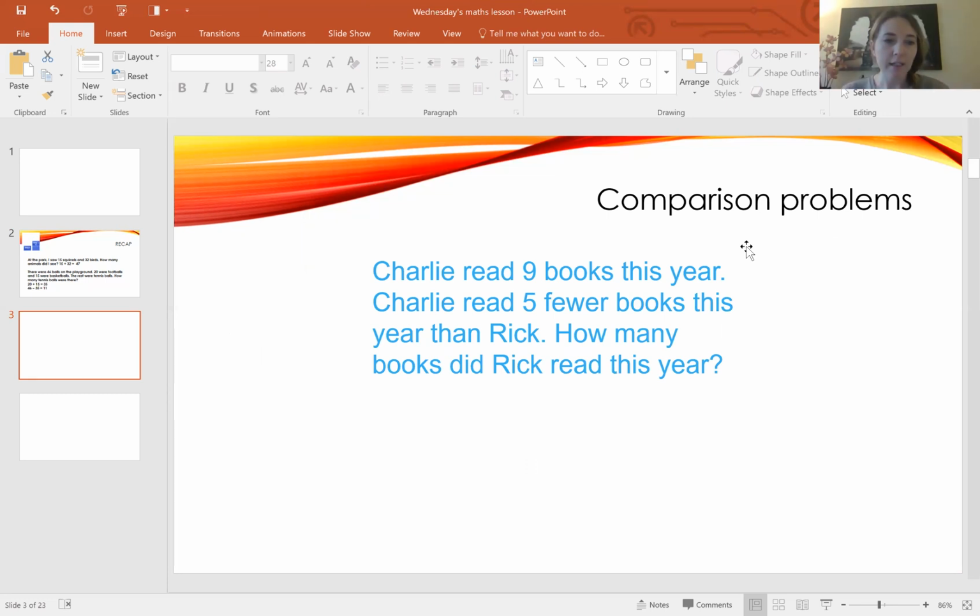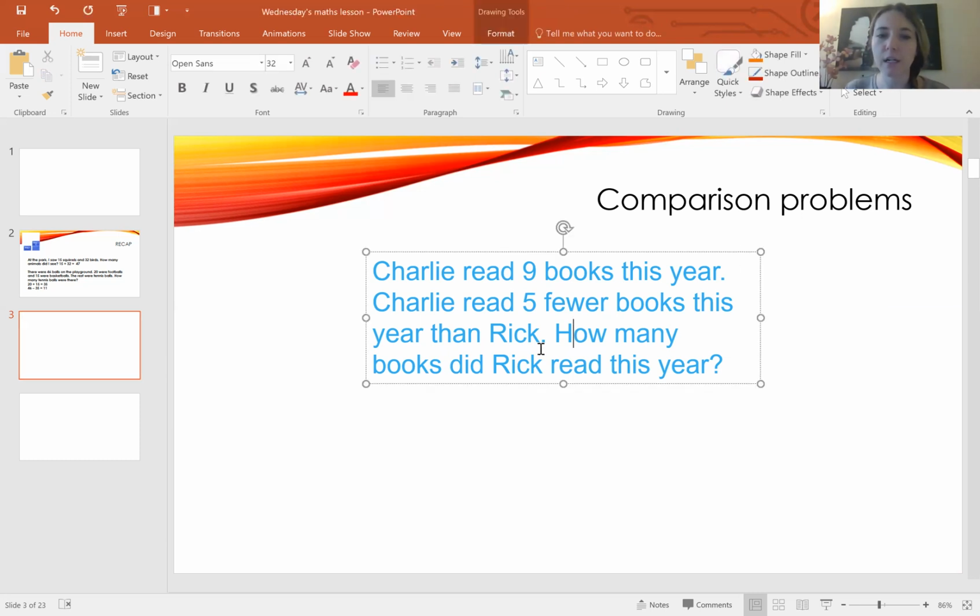Now, there's a bit of a trick with these questions. It kind of tries to trick you, because you might find words like fewer or the word more in these comparison problems. Don't fall into the trap that automatically means you're going to add if it says more, because in comparison problems it might not be the case. That's why it's really important for us to draw out the problem and represent it in a bar model, which will help us to understand what we've got to do.